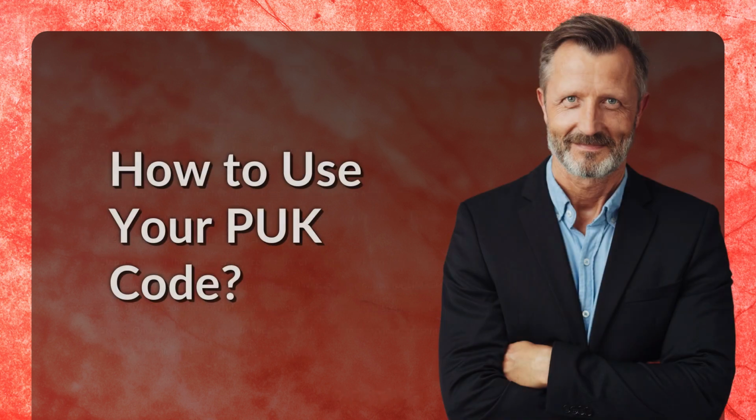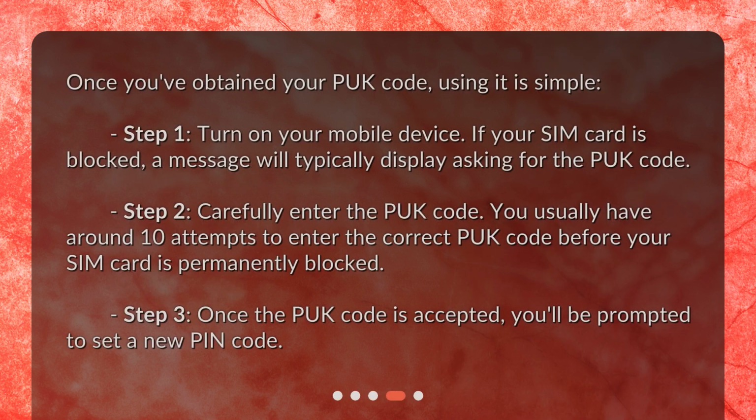How to use your PUK code? Once you've obtained your PUK code, using it is simple. Step 1. Turn on your mobile device. If your SIM card is blocked, a message will typically display asking for the PUK code. Step 2. Carefully enter the PUK code. You usually have around 10 attempts to enter the correct PUK code before your SIM card is permanently blocked. Step 3. Once the PUK code is accepted, you'll be prompted to set a new PIN code.